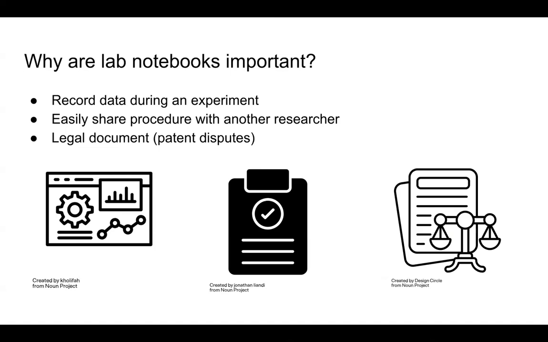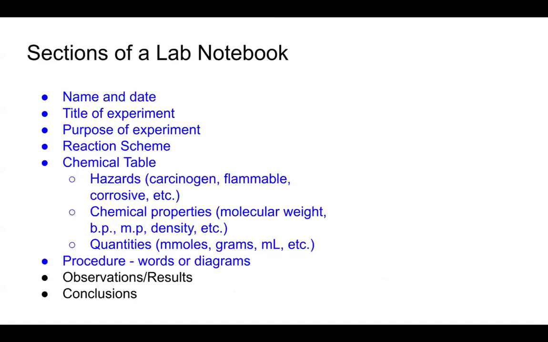Now, for organic chemistry, we're more concerned with us just practicing how to set up a lab notebook. So what does that entail? A lab notebook consists of the following sections. You want to include your name and the date that you run the experiment, the title of that experiment, the purpose of the experiment, a reaction scheme, a chemical table, which includes hazards, chemical properties, and quantities, and a procedure.